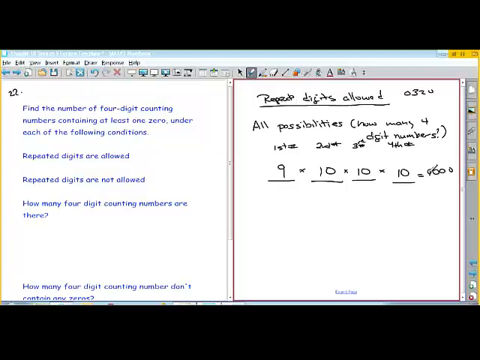But we don't want to count them, so we use the fundamental counting principle and ask how many different arrangements there are for each step. So we had 9, 10, 10, 10. So that's the total number. Now what we need to do is figure out the numbers that don't contain zeros, because that's the opposite of containing at least 1 zero.